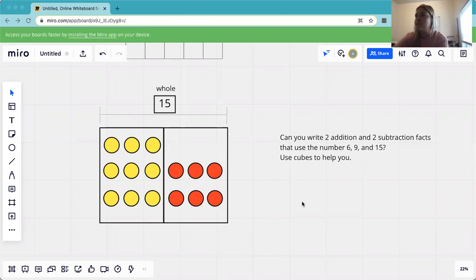Before I get started with that, I want to read this. It says, can you write two addition and two subtraction facts that use the numbers 6, 9, and 15? I'm actually going to use these counters to help me. So I can write two addition facts for this part-whole math right here.